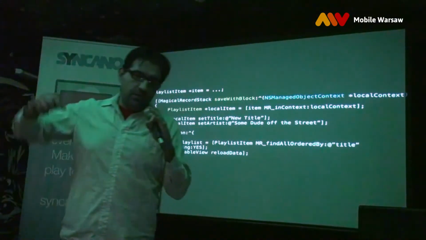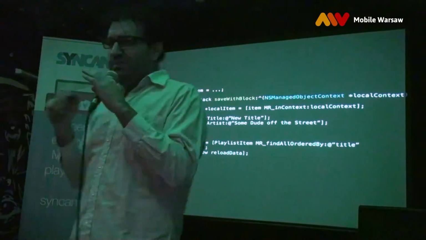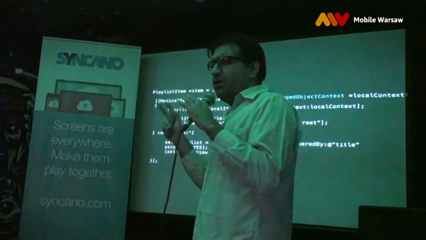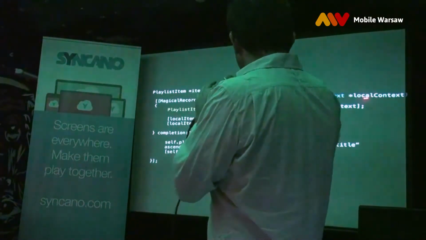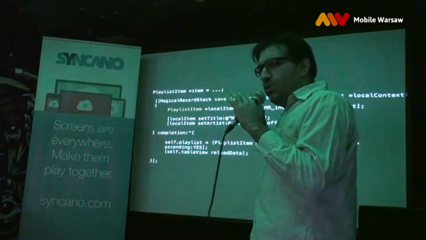And now what happens is Magical Record has a way to just basically do all that already, so you don't have to worry about it. And the thing is, it's done in a block because this context right here, this local context, is already set up for you.